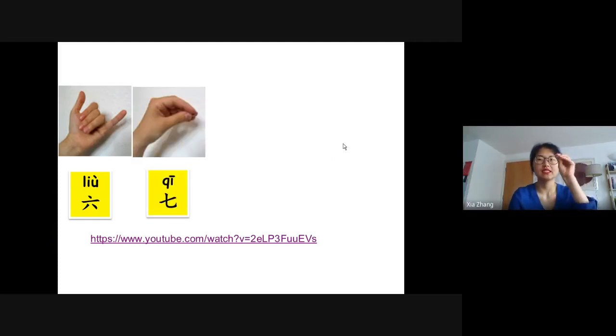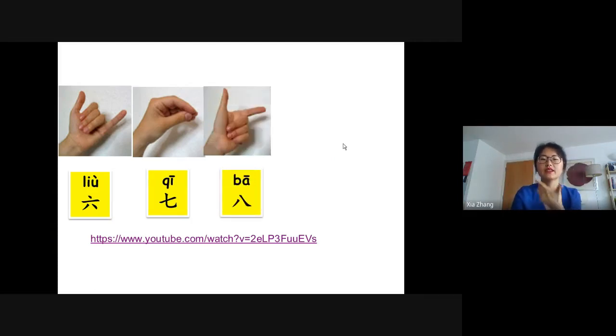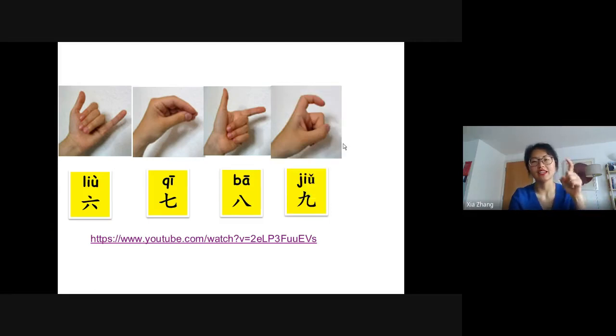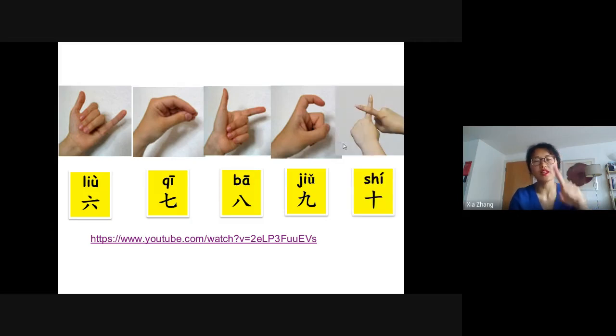Number 7, qi. Number 8, ba, okay? Looks like 8, right? Looks like 8, ba. Number 9, I nearly said number 9. Number 9 is like this, jiu. And then number 10 looks like a cross, shi. Okay, shall we do it together from number 6 to number 10? Liu, qi, ba, jiu, shi.